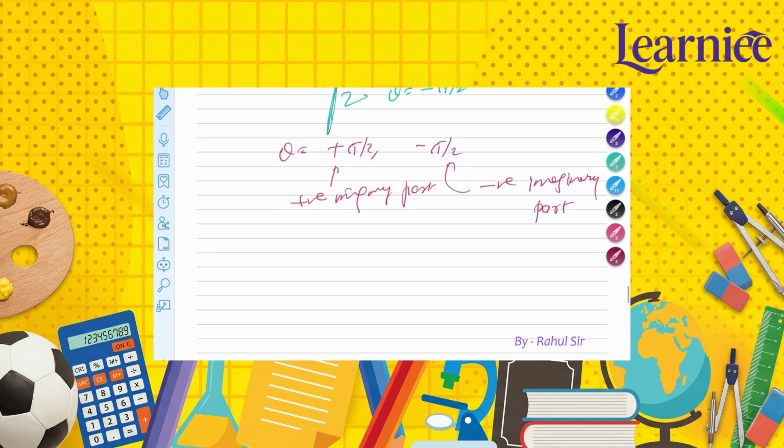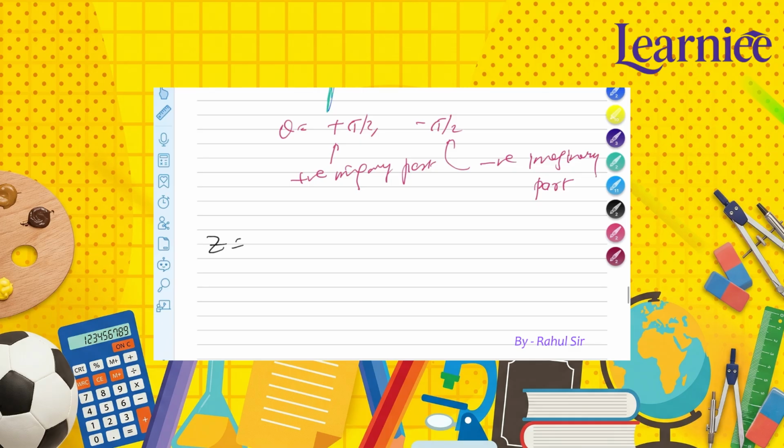So essentially we should know that z is equal to a plus ib.